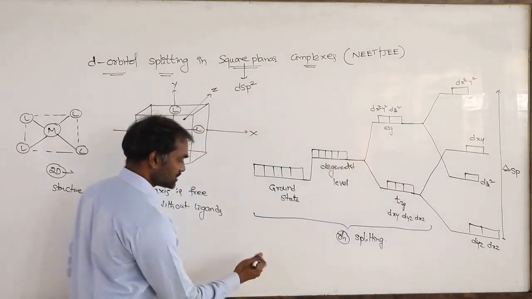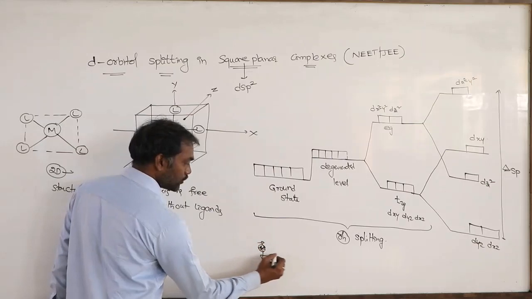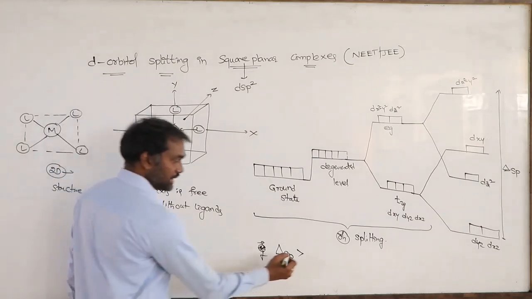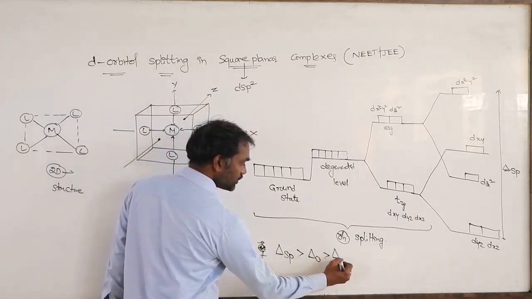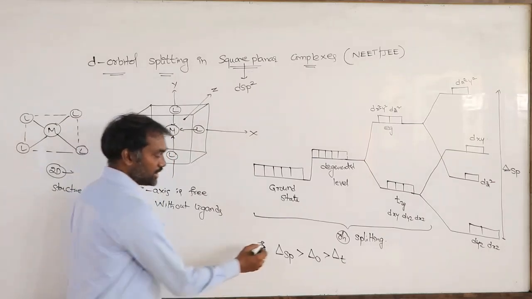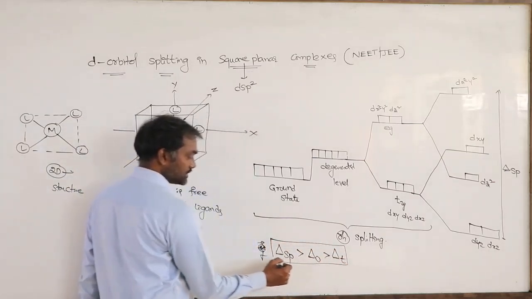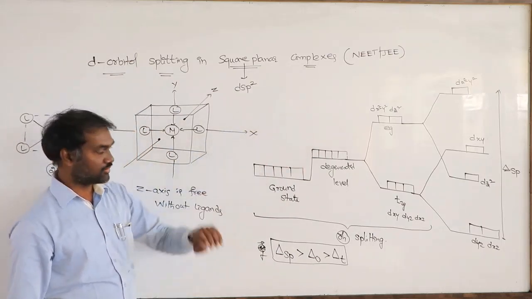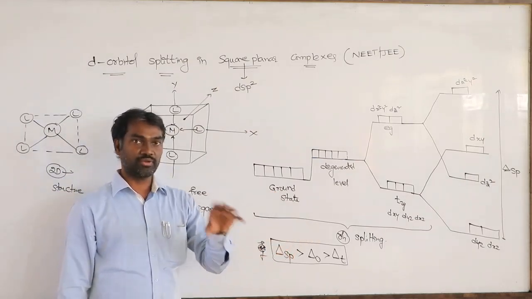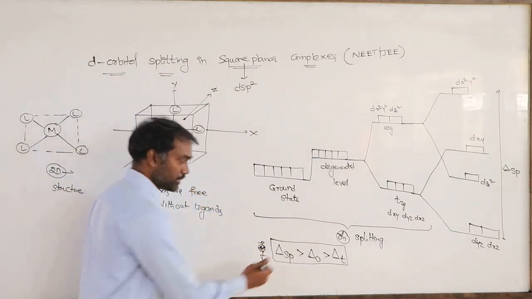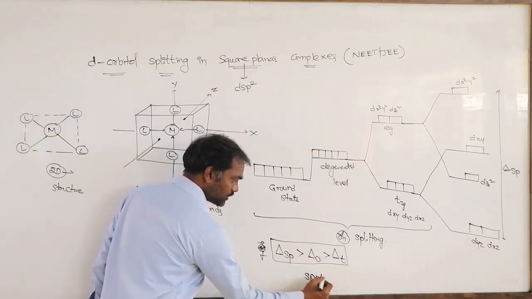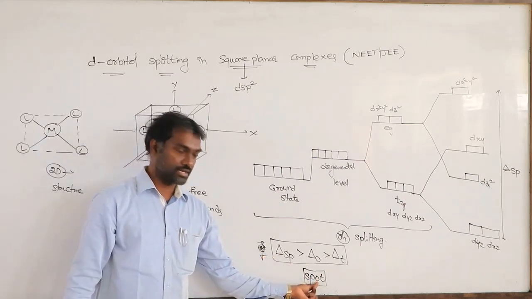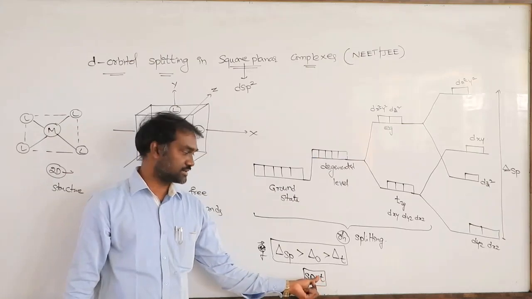If you compare all of these, delta SP is the highest. Next, delta octahedral. Next, delta tetrahedral. This is also important in your entrance exams, NEET and JEE. This is extra, special matter only; octahedral and tetrahedral are based on theory. So how to remember? You can remember it as a spot: SP is greater than octahedral, and that is greater than tetrahedral.